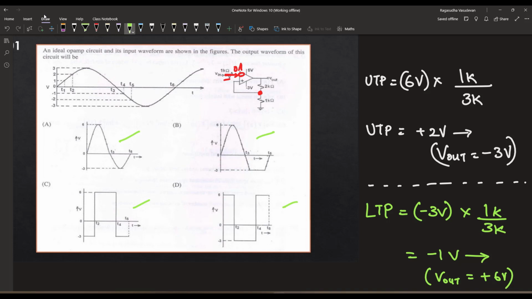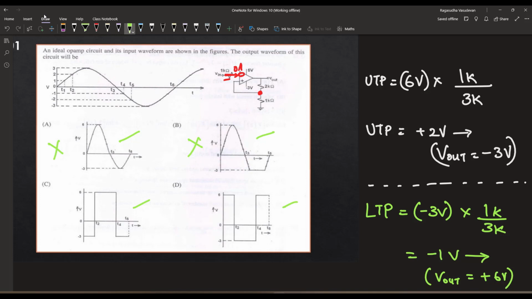In the first option, the input is sinusoidal and the output is sinusoidal, which doesn't happen at all. Same in the case of option B. This is not a clipping circuit. We will only have a pulsed type of waveform. So both these options are cancelled out.